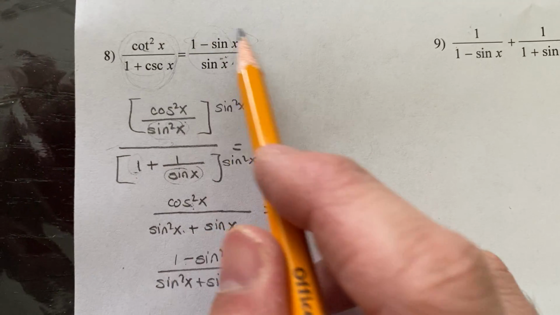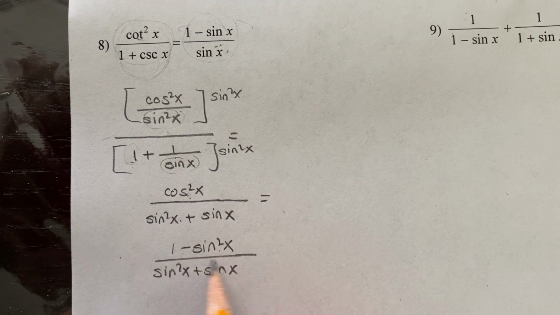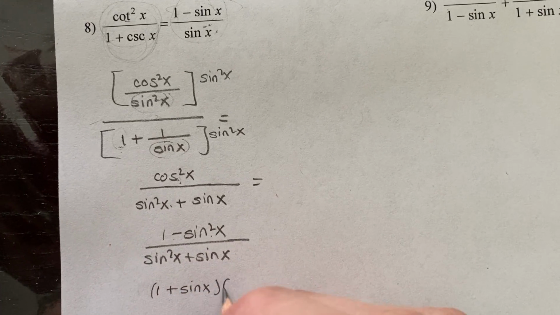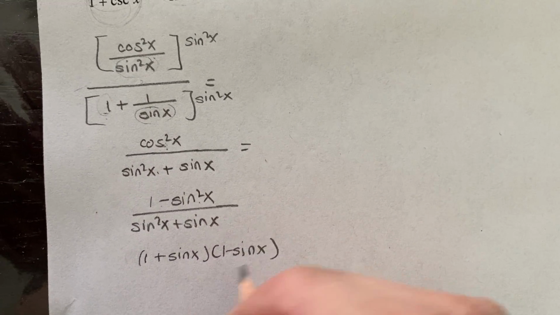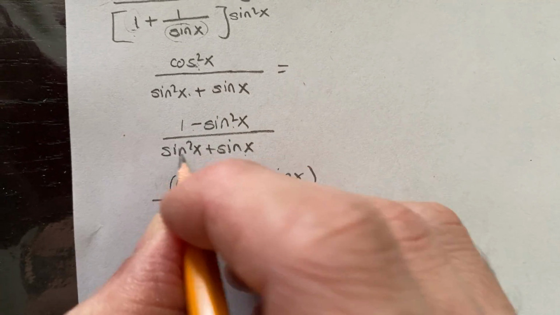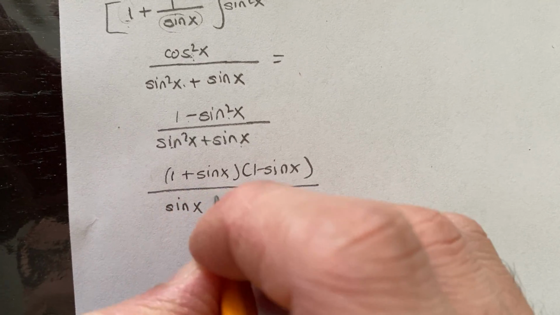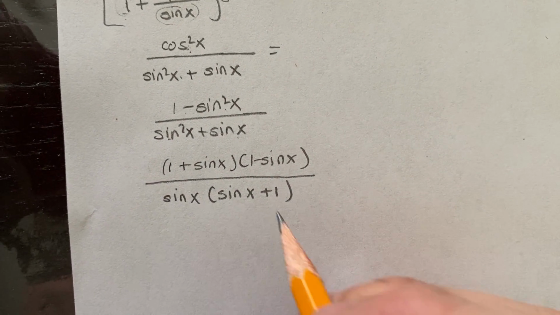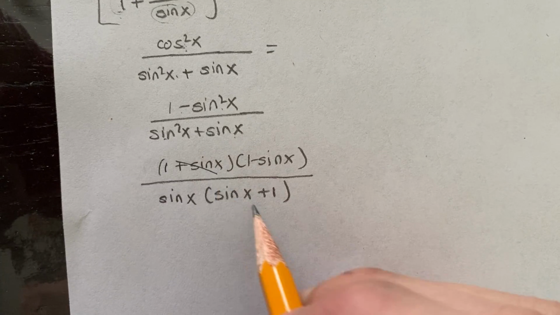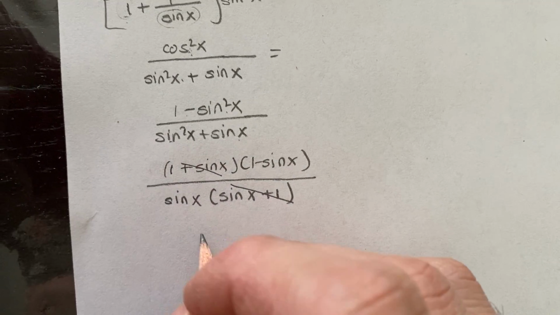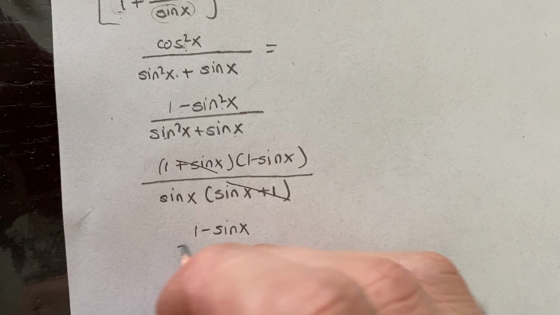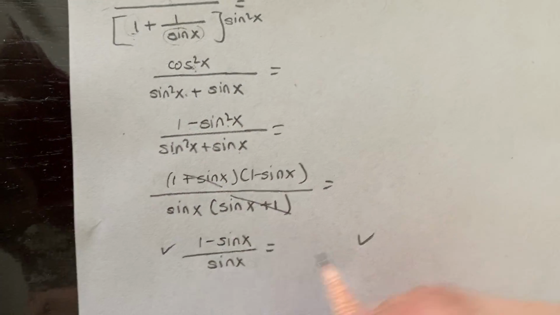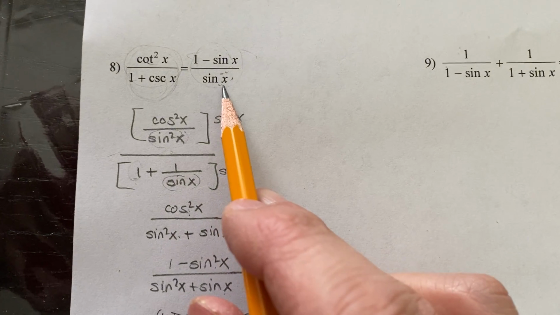Somehow I need a 1 minus sine x in the numerator. Why don't you factor this as difference of two squares? Factor out the GCF between these two terms, which is just a single sine x. And now you can see your common factors are going to cancel out. 1 plus sine x and sine x plus 1 are going to cancel out. And now you're left with 1 minus sine x over sine x, which equals the right-hand side over here.